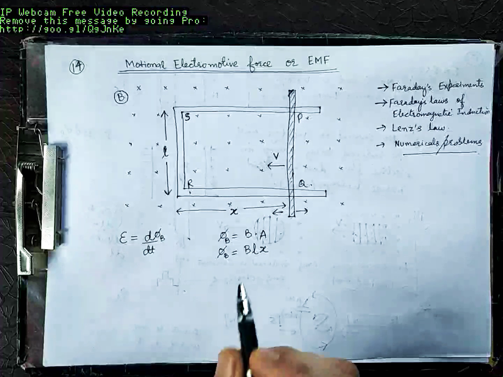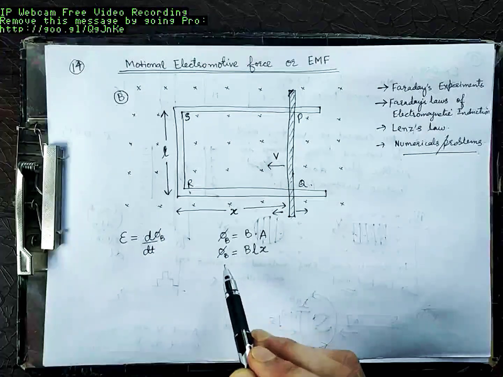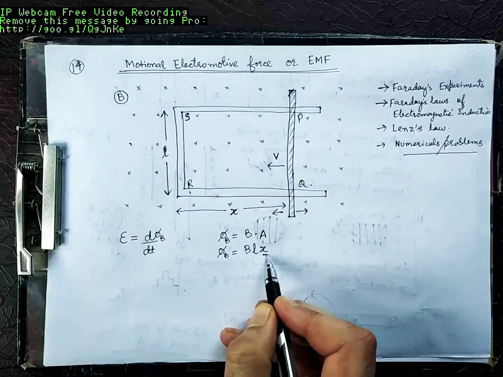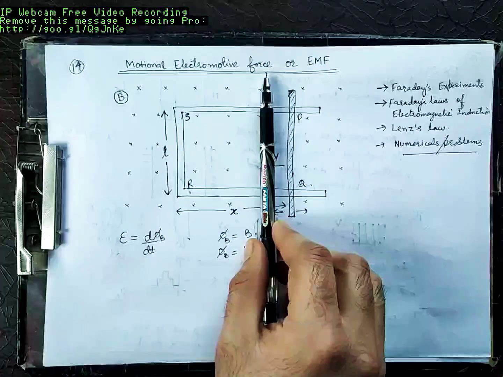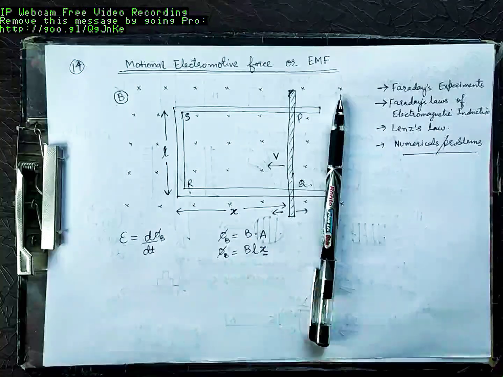Is this flux constant or is this flux changing? This flux is changing. Why? Because this X is changing. As you move this PQ towards left, this X keeps on decreasing. When X keeps on decreasing, flux keeps on decreasing.